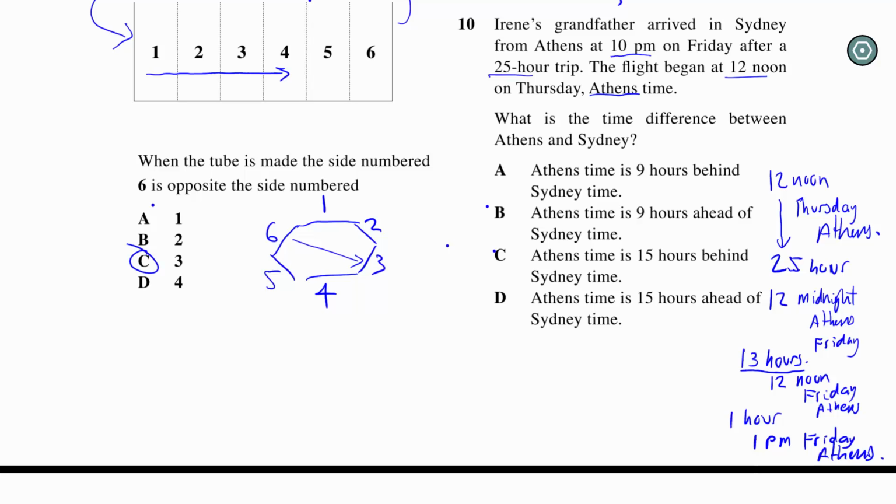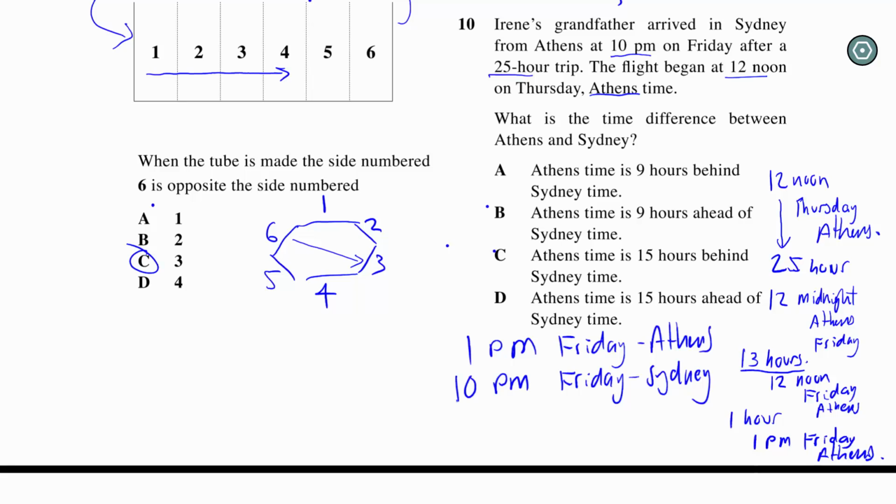So if it's 1 p.m. on Friday at Athens, I'll just write that up here. So it's 1 p.m. And according to Sydney, when he arrives, it's 10 p.m. on a Friday in Sydney. We can see that the top time, the one at 1 p.m., is the time he landed in Sydney according to Athens.